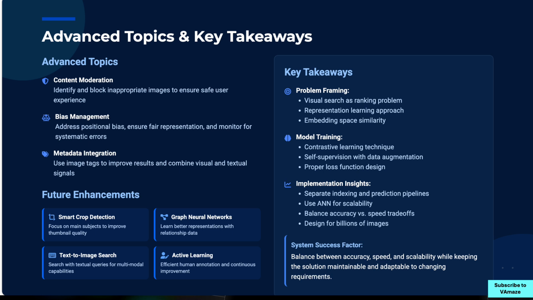Bias is another important consideration. Systems often exhibit positional bias. Users are more likely to click on items at the top of the results, regardless of actual relevance. We need to account for this when interpreting click data.